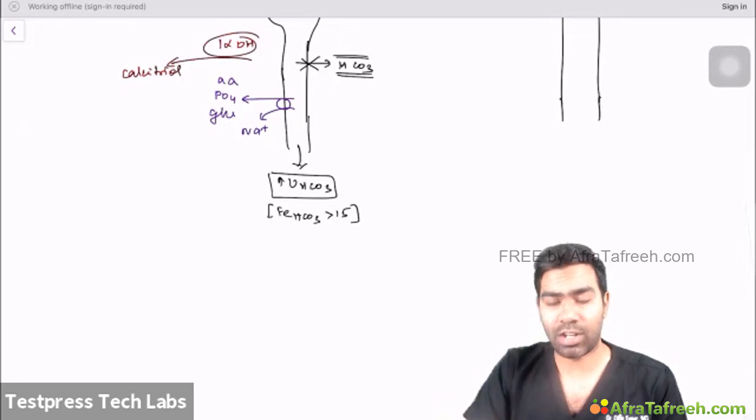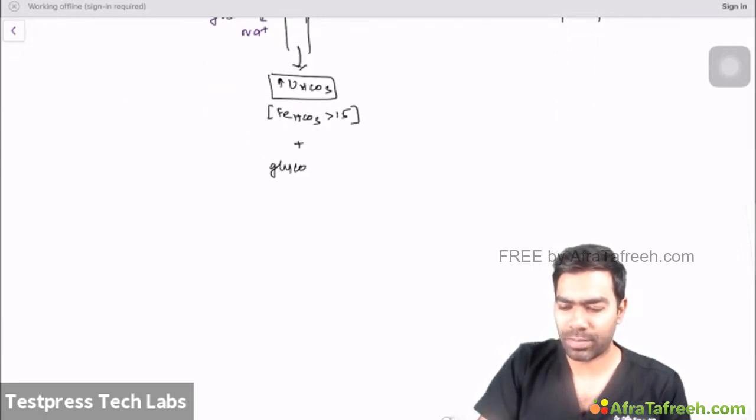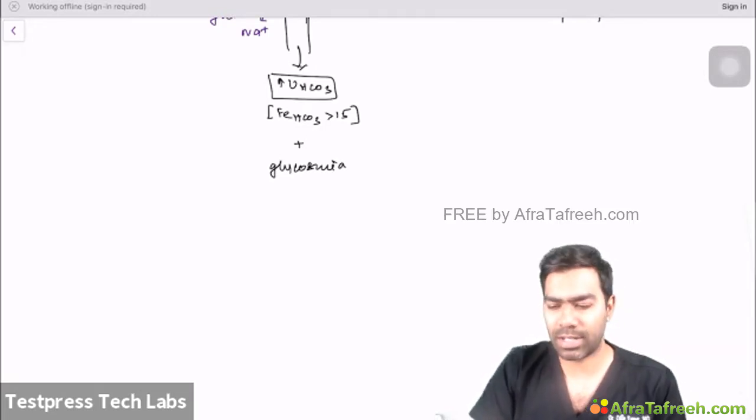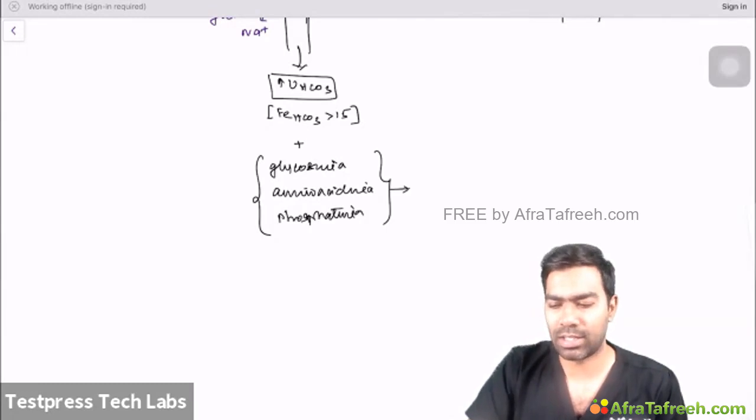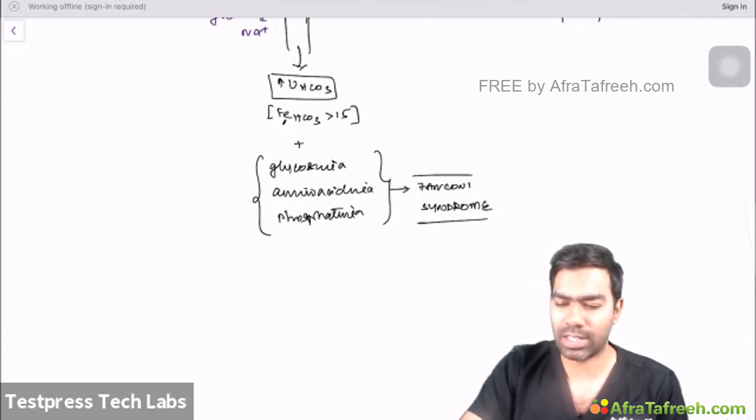Suppose the other functions are also affected, so it's not only about the bicarbonate loss. For example, if the patient is having glycosuria because of the proximal RTA, and the patient is having amino aciduria, and the patient is also having phosphaturia, along with the bicarbonaturia, this is what we refer to as Fanconi syndrome. Remember, it is not Fanconi anemia, which is a bone marrow failure syndrome. We're talking about Fanconi syndrome. But remember, the majority of cases may have only bicarbonaturia without any Fanconi syndrome.